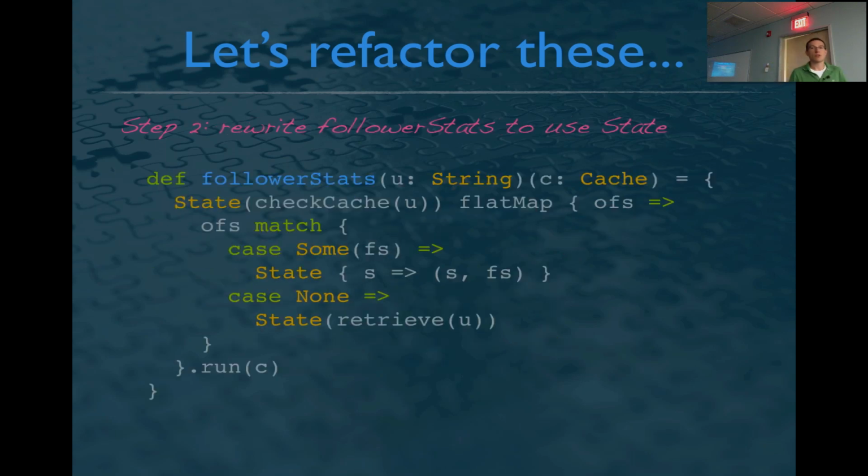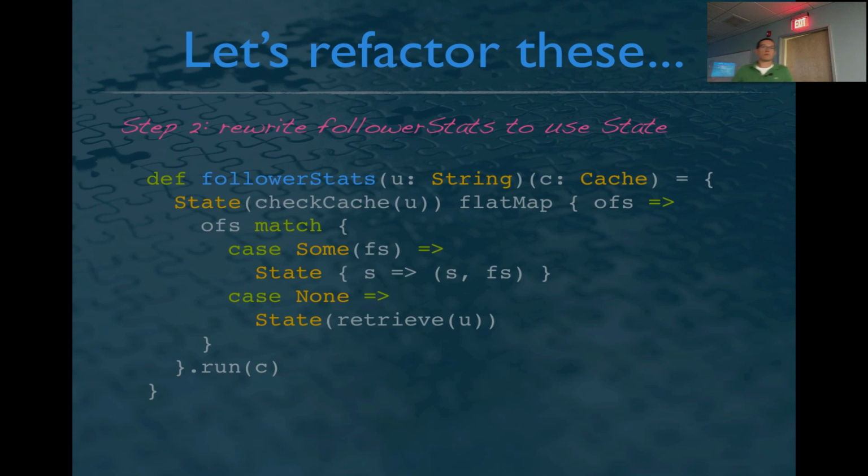Okay. So if I partially apply check cache and I lift that value into state, then I can use flat map. And if I use flat map, I'm given the A, as the optional follower stats OFS, just like on the previous slide. And now internally, I can pattern match, just like before. Actually, let's do the none case first. In the case that I don't get any output from check cache, I need to retrieve something from the web service.